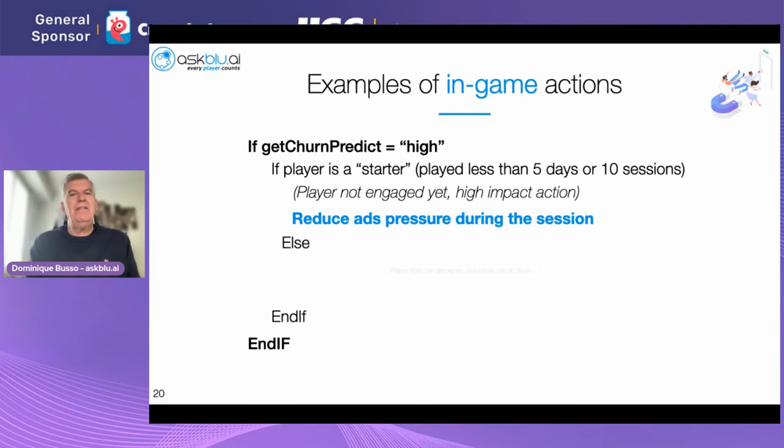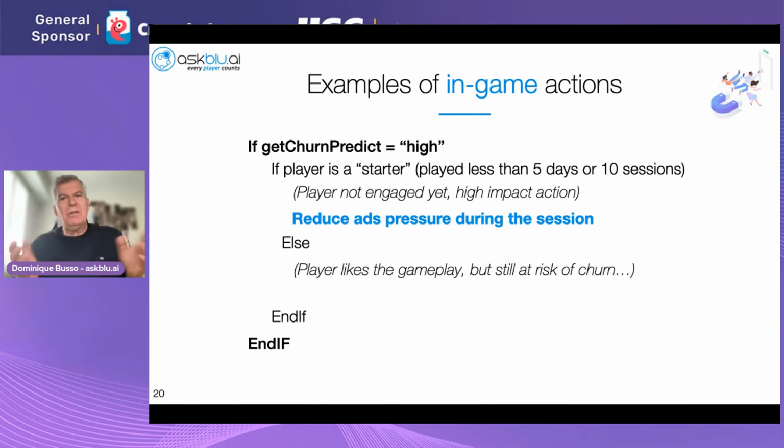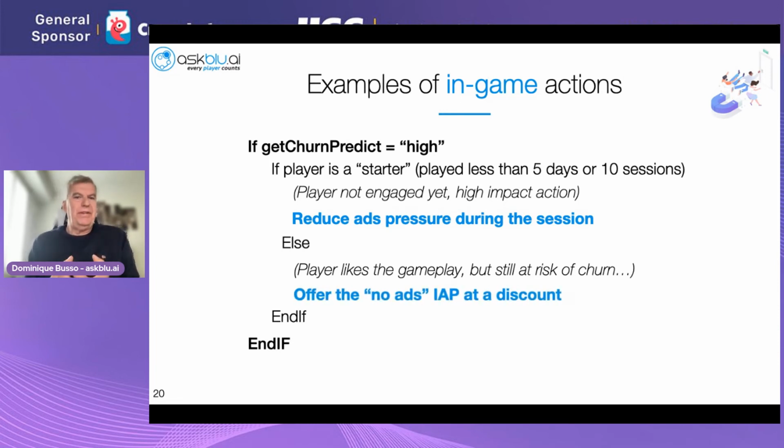Now, else, if the player has already played at least 5 days or more than 10 sessions, it means that he likes your game, your core gameplay, because he plays quite a bit, but he's still at risk of churn. So that might be a good time, for instance, if you have a no-ads in-app purchase, to make an offer, a discount on this no-ads purchase. So you see how here you can have two actions. Never forget that these actions are only triggered if the prediction is high, so on the players where we predict high risk of churn. You see in the matrix what the impact is compared to all the sessions and all your players.